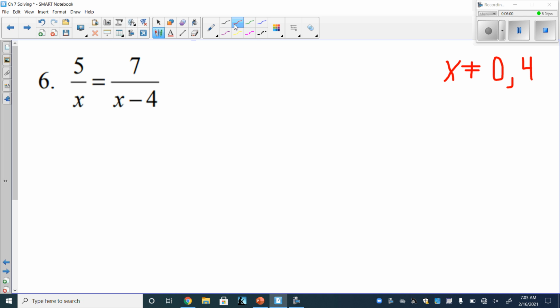Now on the left-hand side, the 5 over x, if I multiply this by x, the x over x would cancel. What I do to one side, I have to do to the other. So this is just x. Now to get the x minus 4 on the right-hand side to cancel out, we would multiply by an x minus 4. And again, what I do to one side, I have to do to the other.